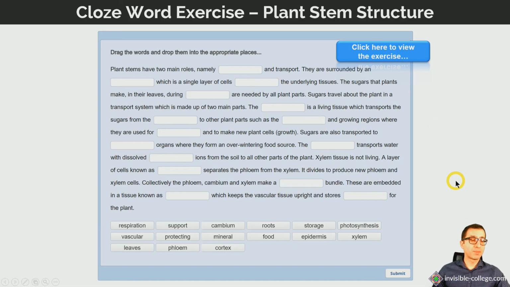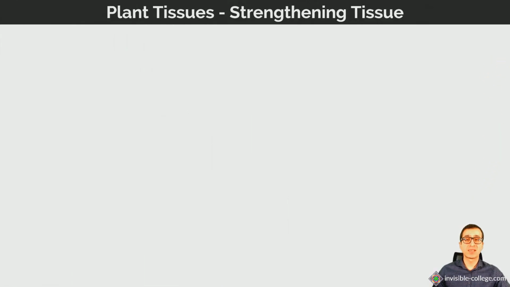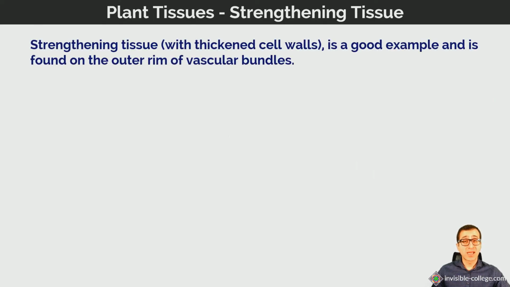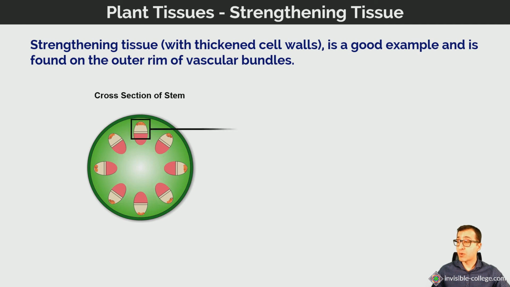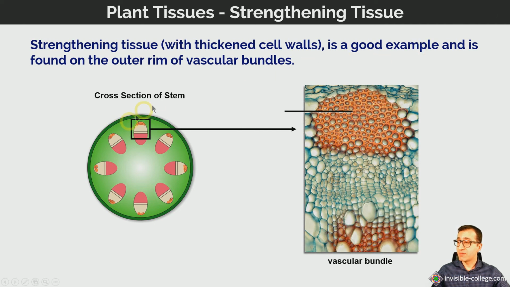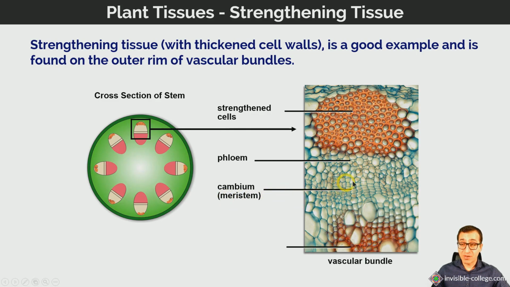Now, the final type of plant tissue that we're going to look at is strengthening tissue. Strengthening tissue, which is composed of cells with thickened cell walls, is a good example of a specialized plant tissue, and this is typically found on the outer rim of the vascular bundles of xylem and phloem tissue. So here we can see a vascular bundle, and on the outer rim of that vascular bundle we can see these strengthened cells with thickened cell walls. Here we can see the phloem, here we can see the cambium or meristem tissue, and here we can see the xylem tissue.